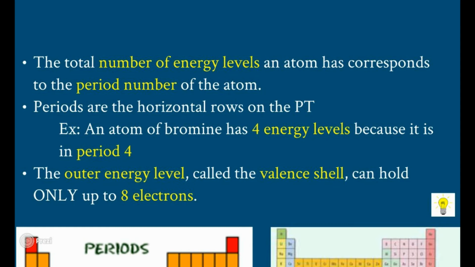Okay. So before we get into the video, the total number of energy levels an atom has corresponds to the period number on the atom. PT for short, periodic table. Periods are horizontal rows on there. So the rows that y'all were talking about, those are the periods. We don't call them rows in chemistry because we like to be different. We'll call them periods. For example, if you find bromine, he's in period 4. And it's just like playing Battleship. You just go across. And he's in energy level 4 because he's in period 4.